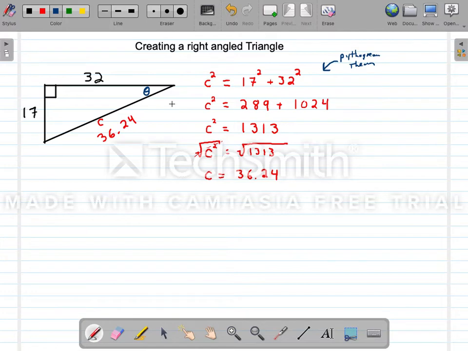Now we're trying to calculate an angle. So as soon as we're trying to calculate an angle, we're just going to help ourselves out and write out our SOHCAHTOA. So here, I'm going to do this in blue. Our SOHCAHTOA.